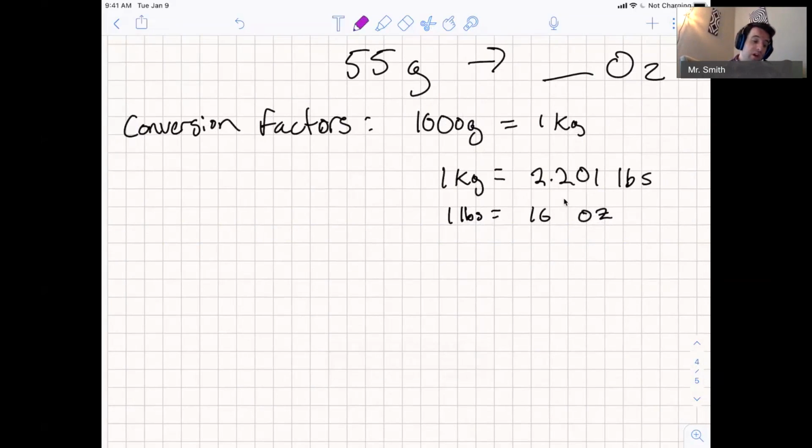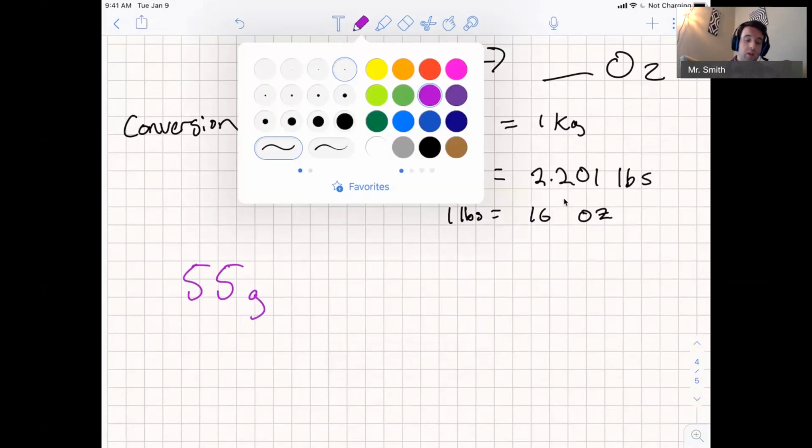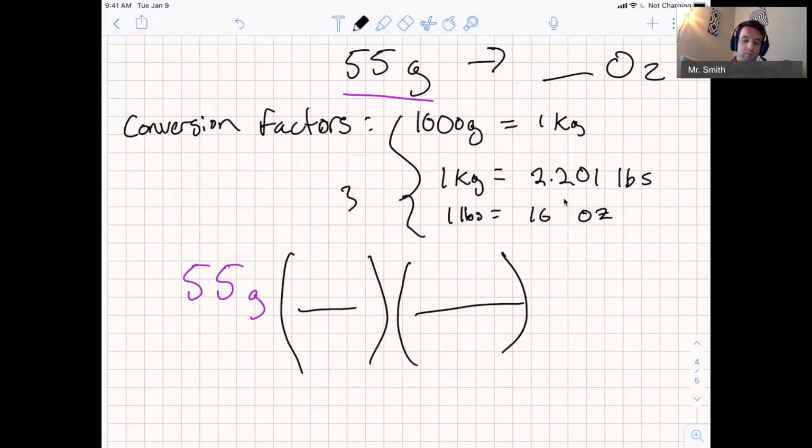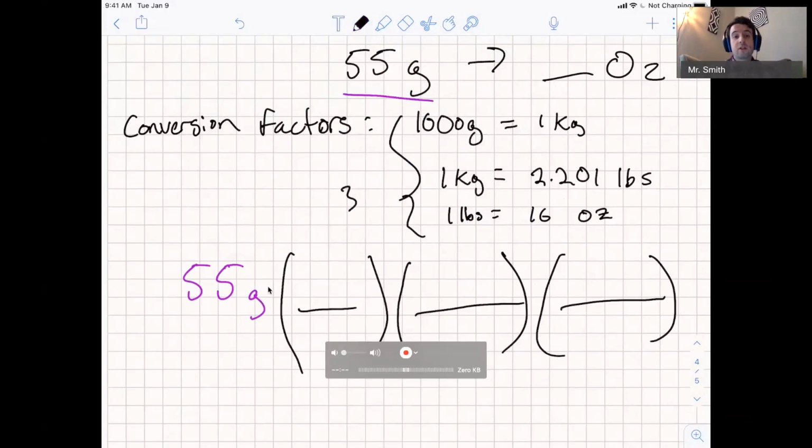Let's start off with 55, because that's the number that we're trying to convert from, and the unit is grams. Since I know that I have 3 conversion factors, I know that I'm going to need 3 sets of parentheses here for this problem. And then the last thing that I know is that since I start in grams, grams are going to need to go right here on the bottom.